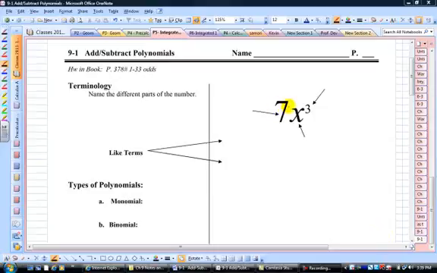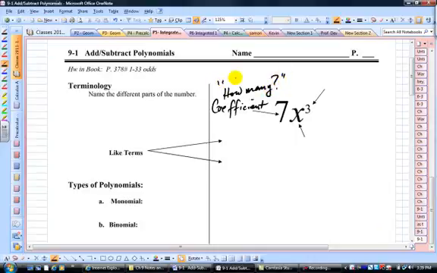First of all, the 7 here, that's called a coefficient. Everybody say coefficient. Okay, the coefficient tells you how many you have, how many x cubes you have. Well, in this case, there are 7. Okay, how many? That's what the coefficient tells you. The x refers to our variable or our base.